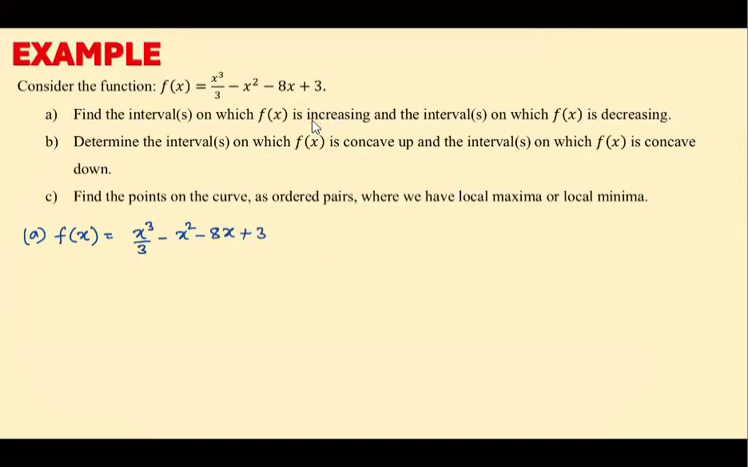So what we know is the function is increasing if the derivative of the function is positive, and the function is decreasing if the derivative of the function is negative. We write it like this: if the derivative is positive, f prime x is greater than 0, the function is increasing, and decreasing if the derivative is less than 0 or negative. So what we need to do first is find the derivative of this function. So let's find the derivative.